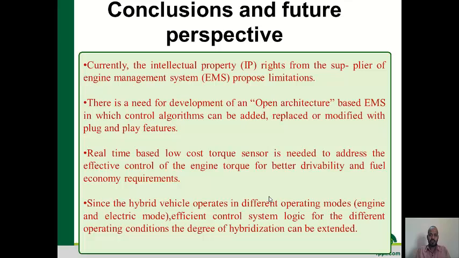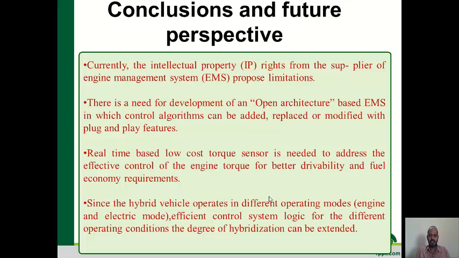Coming to the conclusion and future perspective, or you can say the future direction of engine management system research. Currently the engine ECU has been developed only by certain suppliers like Bosch and Delphi, as I have already mentioned. So there are intellectual property rights for them. They can't reveal their development strategy, control strategy, all those things. So as an OEM or at university level, or other persons who want to do research, they can't access them.